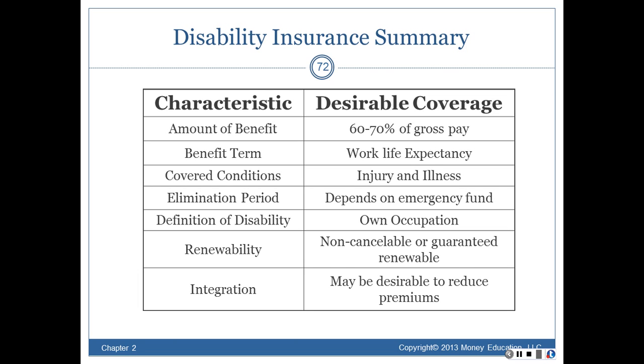In terms of renewability, we would prefer non-cancelable and guaranteed renewable to just guaranteed renewable. Non-cancelable is going to cost more money. Conditionally renewable is bad. We would never consider that. If non-cancelable is roughly the same cost, we're going to go with that. If it's a lot more, then guaranteed renewable, we're going to do some cost-benefit analysis. Understand how benefits may or may not be integrated with Social Security, things like that.